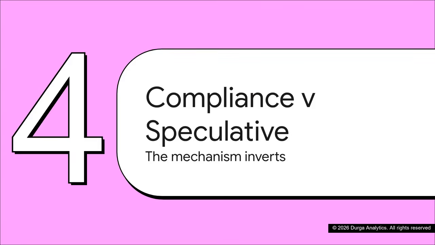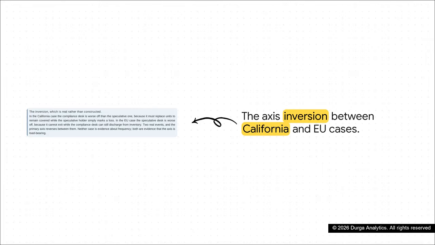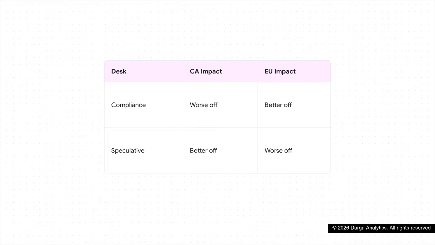Section 4. Compliance versus speculative. How the exact same mechanism inverts based entirely on your book. When you're sitting on a real desk or managing an ETRM system, you realize pretty quickly that the primary axis completely inverts between these two historical cases. A single shock to the market will frequently push a compliance book and a speculative book in two totally opposite directions. Let's walk the reality through both desks.